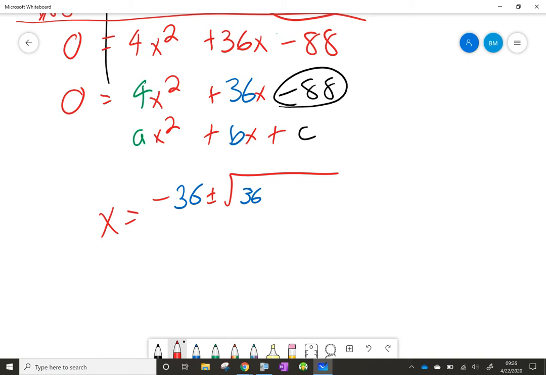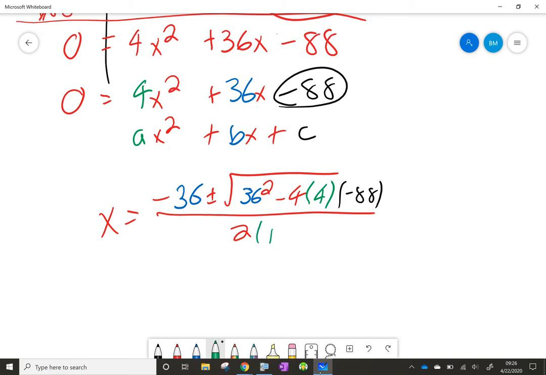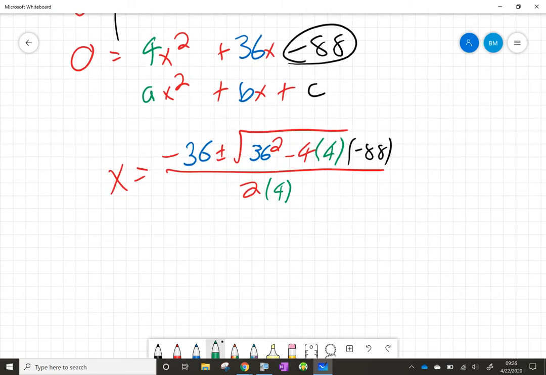Hold on, this is getting a little laggy now. 36 squared minus 4 times a, which is 4, times c, which is negative 88, all divided by 2 times a. And again, a is 4. So we have our quadratic formula. Now we just have to evaluate it.